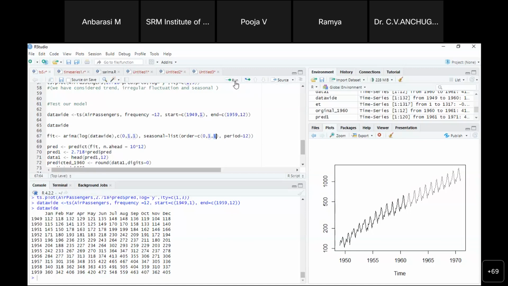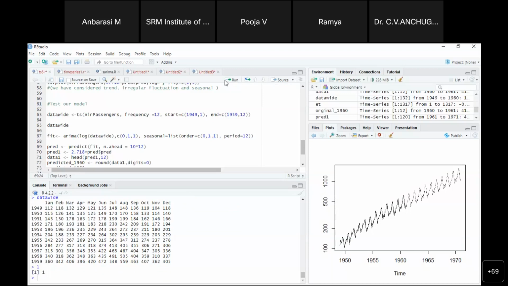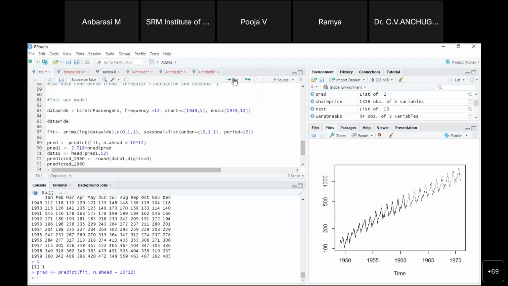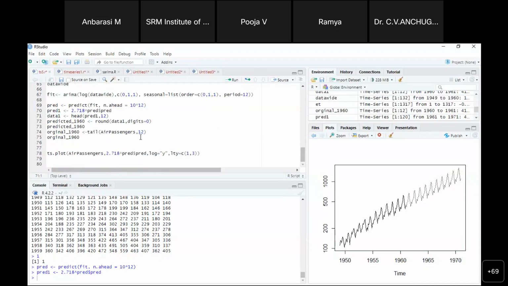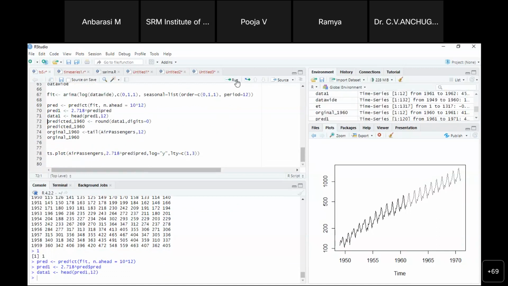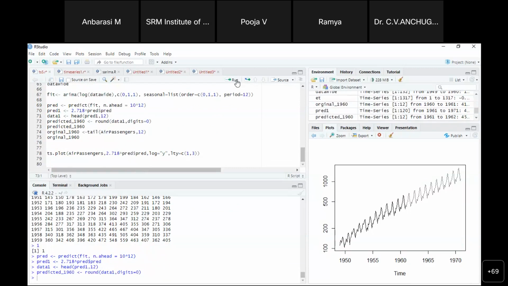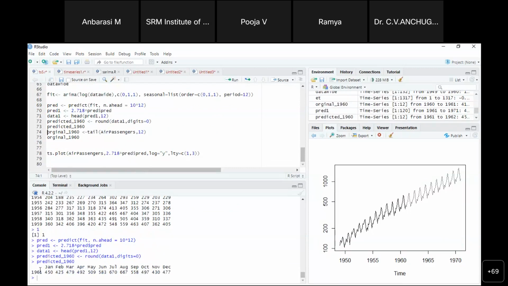So based on this, we are going to predict the 1961 original value. Only 1961 we are going to predict. That's it. Okay, so this is the original value.